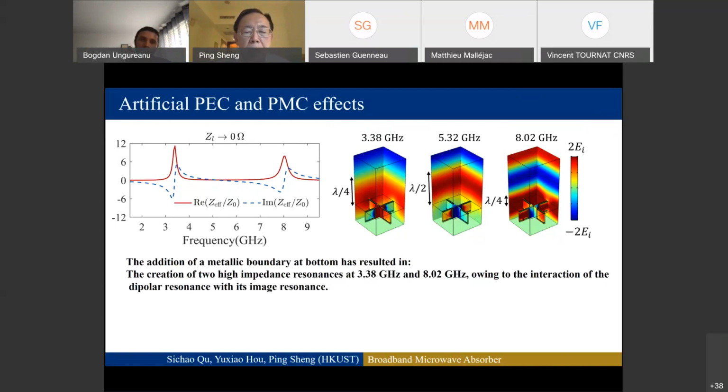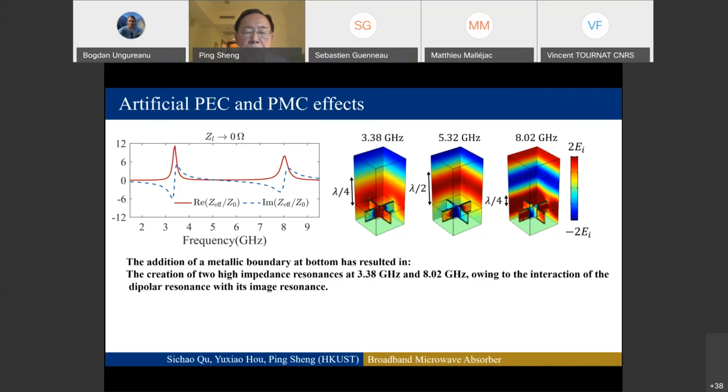So we are showing this viewgraph for the 3.38. You can see lambda over 4, where we have from the minimum to the maximum. Essentially, when you have a lambda over 4, you have a minimum to a maximum. So at the top plane of the sample, you have a maximum in the tangential electric field, and that's the PMC. For 5.3, on the other hand, you have lambda over 2, and that means you have a PEC. You have a minimum, or the 0 of the tangential electric field.